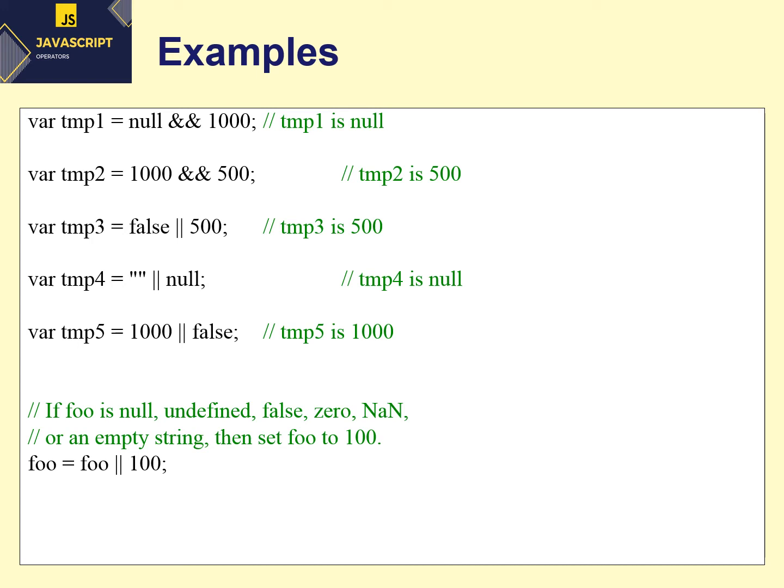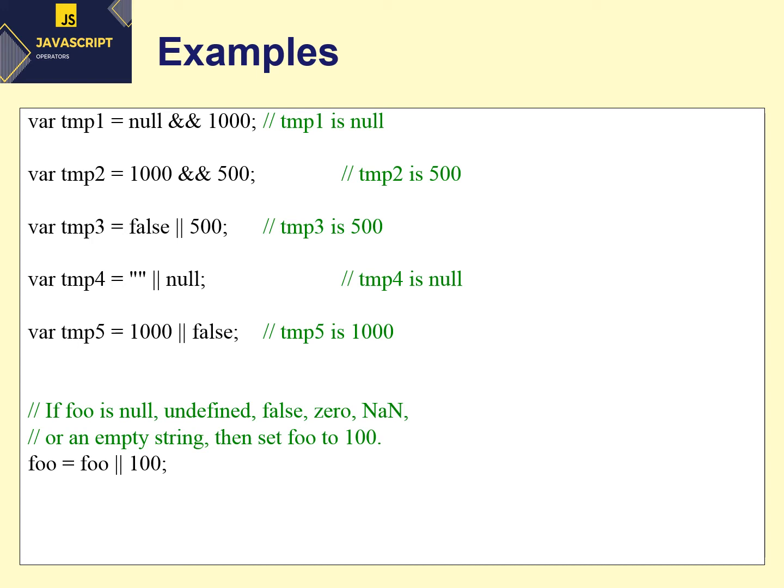Variable temp2 is equal to 1000 logically AND 500. Both have true values. 1000 is a true value and 500 is a true value, and the output will be a true value. Here the value of the last operand is 500, so 500 is assigned to temp2. Then the third expression: variable temp3 is equal to false logically OR 500. In the OR operation, one side is false and the other side is true.